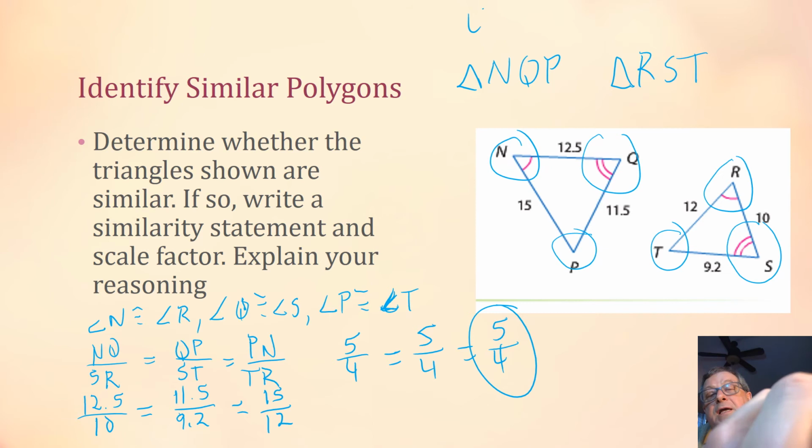So we can say, yes, triangle NPQ is similar to, there's our little similarity symbol, triangle RST, because all of the angles are congruent by the third angle theorem. And we have proportionality with a scale factor of 5/4 on all our corresponding sides. And yes, they are similar.